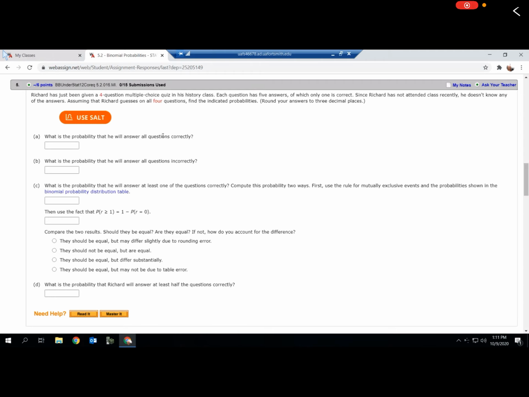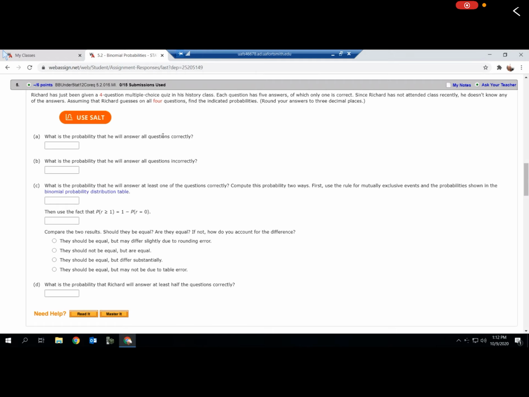Okay, so each question is independent of one another. There's 4 questions, so we'll have n equals 4. I'm just jotting these down in my notebook so I don't lose them. There are 5 possible answers, only one is correct, so p is 1/5 or 0.20. Assuming Richard guesses on all 4 questions, we're going to find the indicated probabilities.